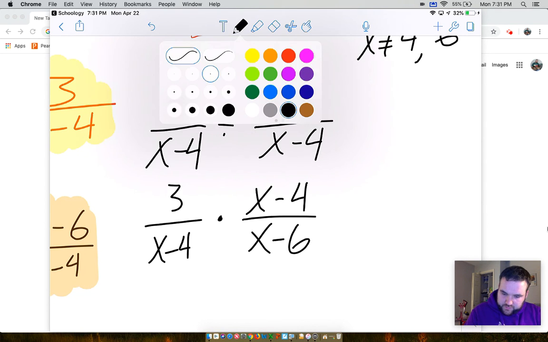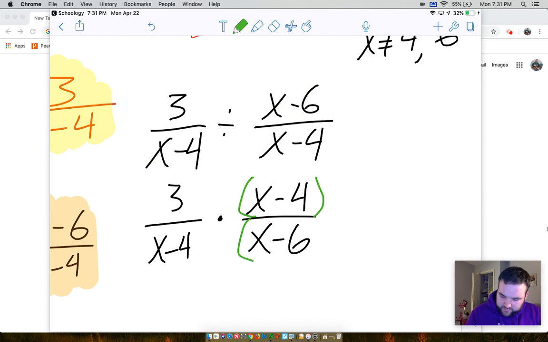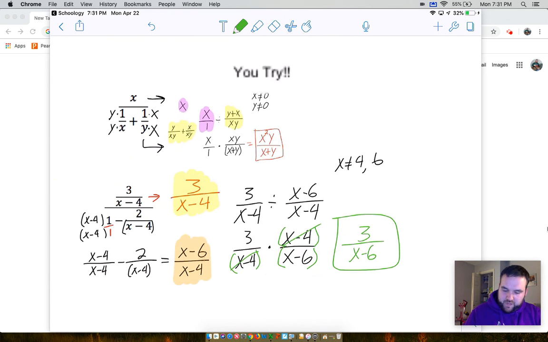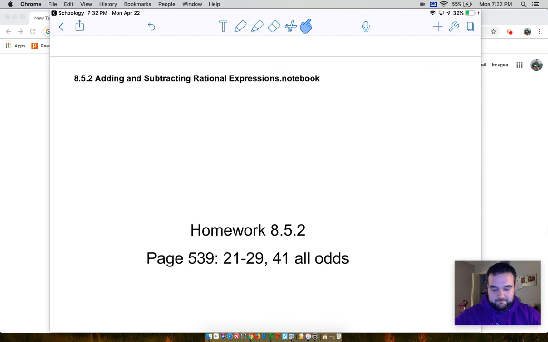Here, of course, I didn't put parentheses around all these, but the x minus 4s do cancel. So I end up with an expression that's just 3 over x minus 6. Bam. So that is complex fractions. Treat the top and the bottom individually, simplify them, and then write it as a division problem. Flip the second one and multiply.